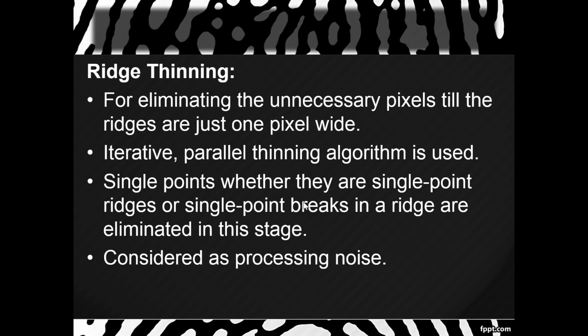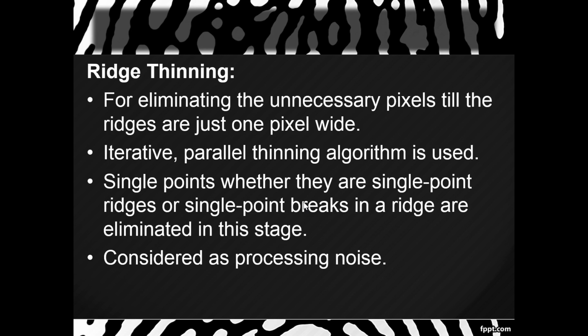So ridge thinning. Ridge thinning is for eliminating the unnecessary pixels till all the ridges are just 1 pixel wide, a width of 1 pixel, to simplify things, to reduce the complexity. If there are multiple pixels, you might find it difficult for the further steps, so you thin the ridge, which is basically eliminating the unnecessary pixels and making sure that it is only 1 pixel wide.